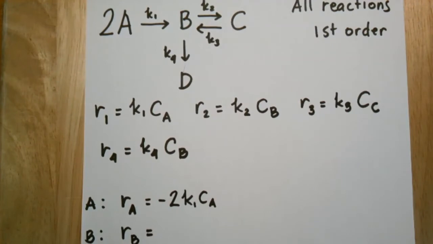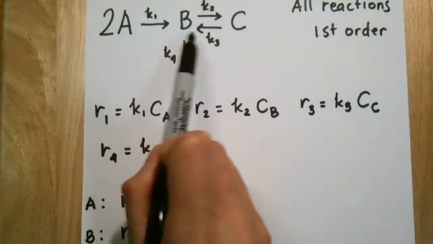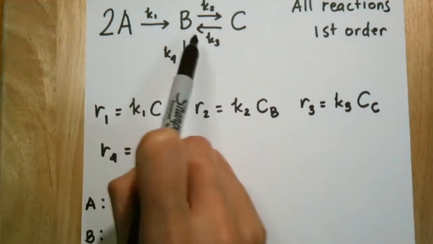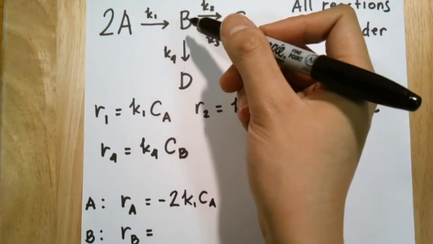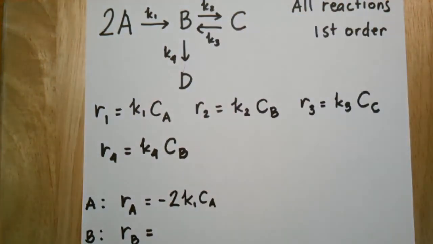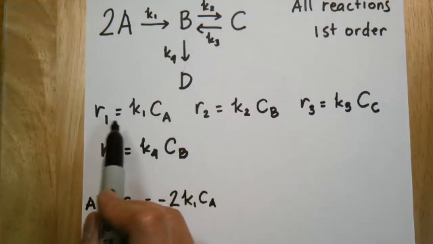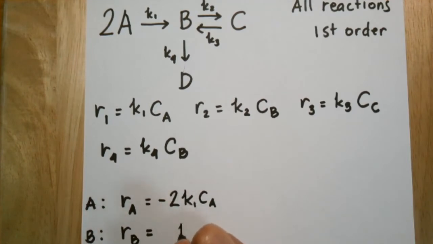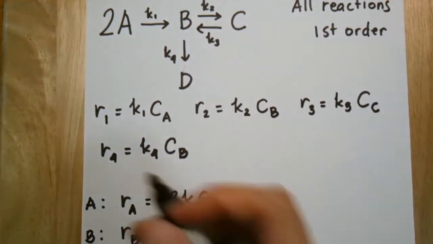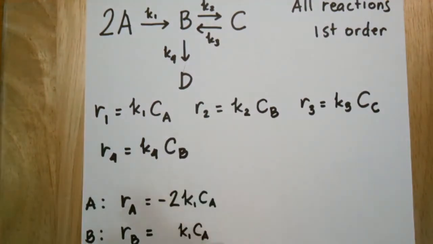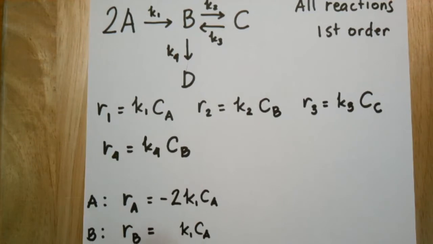Every time reaction 1 takes place, 1B is generated. The rate of reaction 1 is K1 Ca, and every time that takes place, I get 1B. So I multiply this by 1. I'll just leave it like that because it's multiplied by 1. So that's from reaction 1.